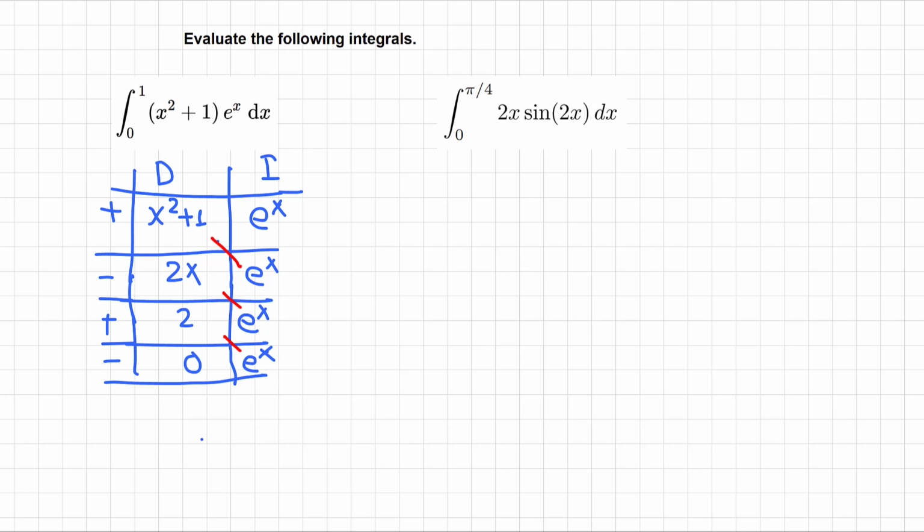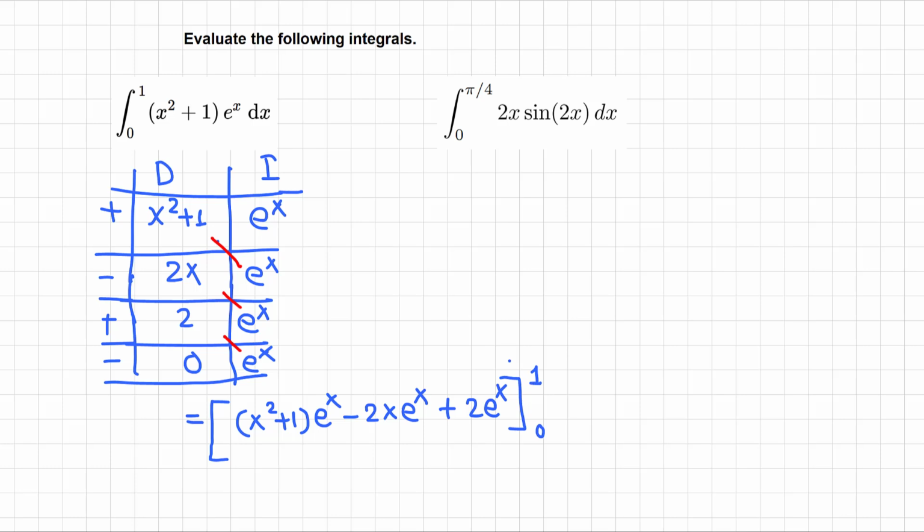So this integral is from 0 to 1. Now we can put the limits as well. So from 0 to 1 of, let's multiply this quantity by e to the x: x squared plus 1 times e to the x, minus 2x e to the x, plus 2e to the x. And 0 times nothing. So this one goes from 0 to 1.